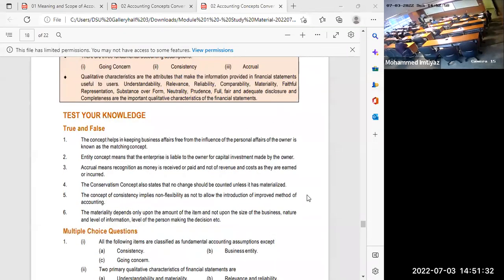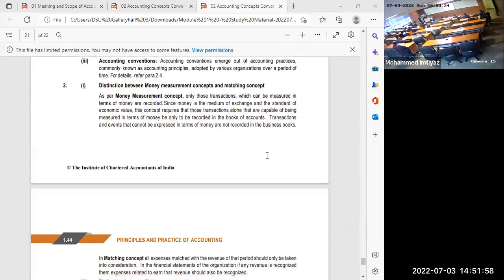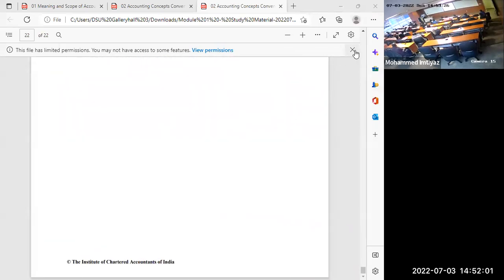Just for one question, look at the first question, multiple choice. All the following items are classified as fundamental accounting assumptions, except: business entity is a basic accounting assumption. Going concern is also a basic accounting assumption. Then it is only consistency, that is a convention of accounting, right? Like this, there are some questions you can go through. Of course, we are not having multiple choice questions in your exam, but for clarity, you go through that.